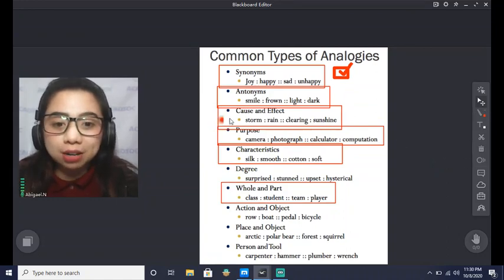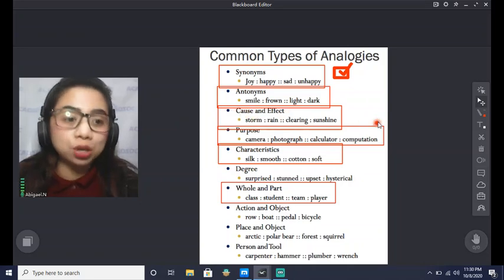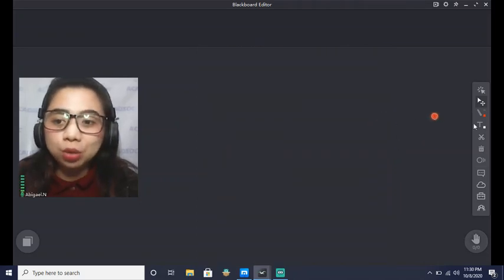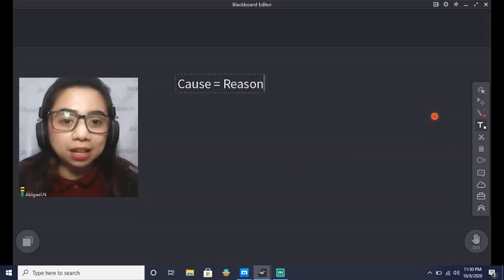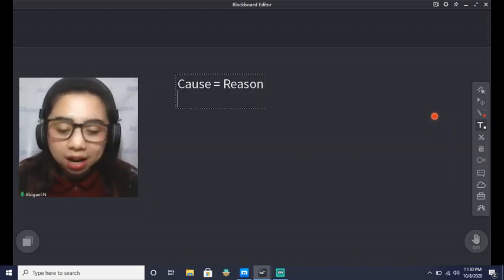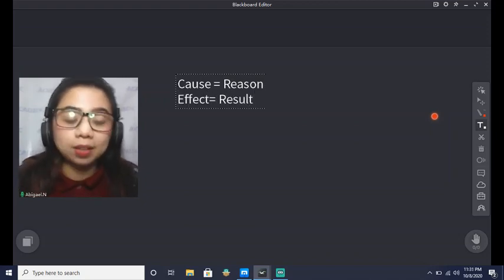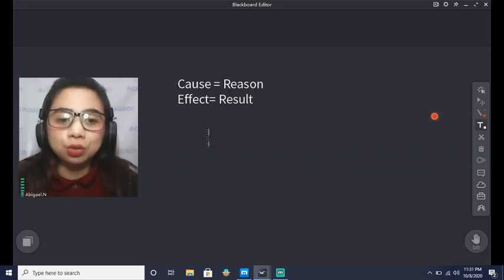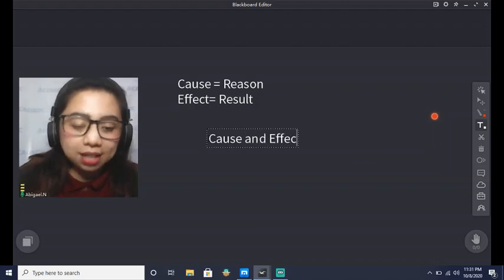So it says here, storm is to rain as clearing is to sunshine. Well, this is a very nice example, right? So first, let's talk about cause and effect. What do we mean when we say cause? Cause is like reason, the reason why something happens. And when we say effect, of course, it means result, or product. So let's talk about cause and effect analogy.